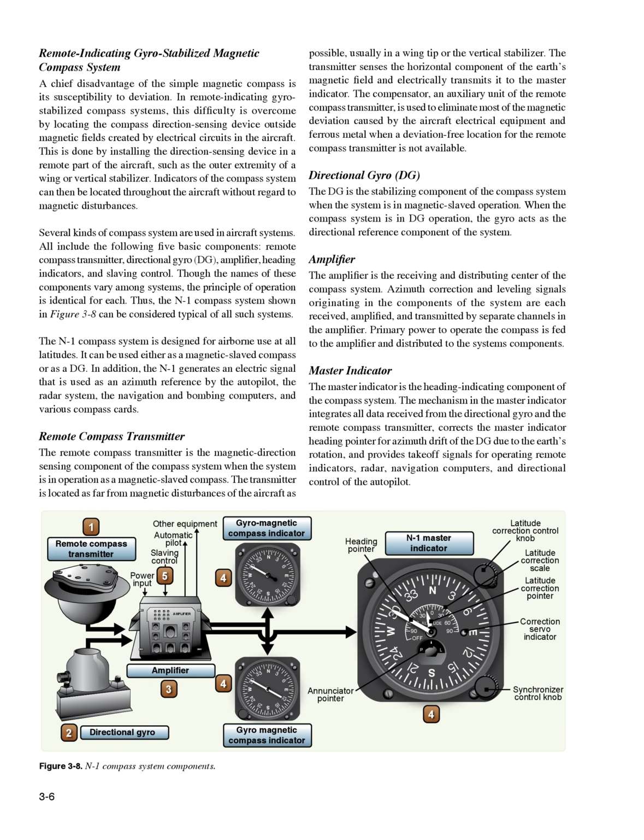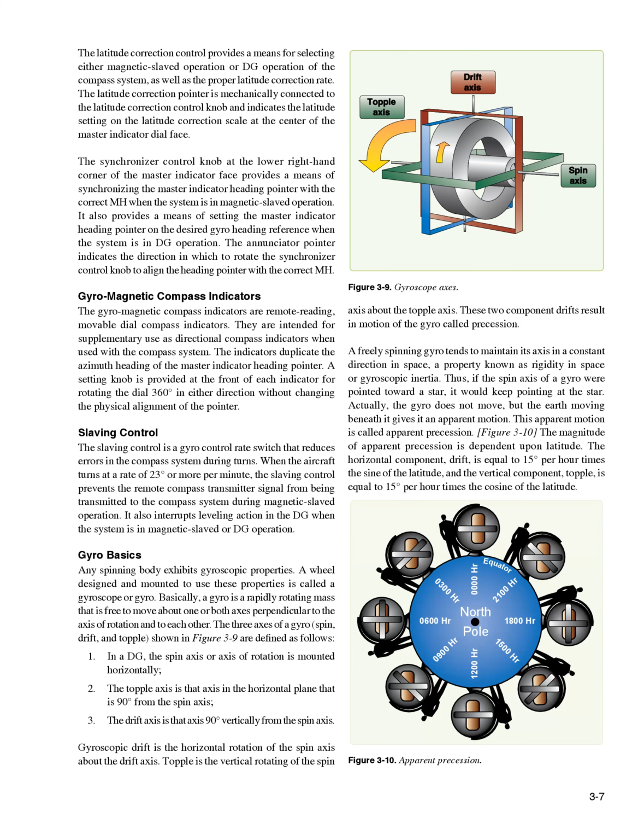Master indicator. The master indicator is the heading indicating component of the compass system. The mechanism in the master indicator integrates all data received from the directional gyro and the remote compass transmitter, corrects the master indicator heading pointer for azimuth drift of the DG due to the Earth's rotation, and provides takeoff signals for operating remote indicators, radar, navigation computers, and directional control of the autopilot. The latitude correction control provides a means for selecting either magnetic slaved operation or DG operation of the compass system, as well as the proper latitude correction rate. The latitude correction pointer is mechanically connected to the latitude correction control knob and indicates the latitude setting on the latitude correction scale at the center of the master indicator dial face.